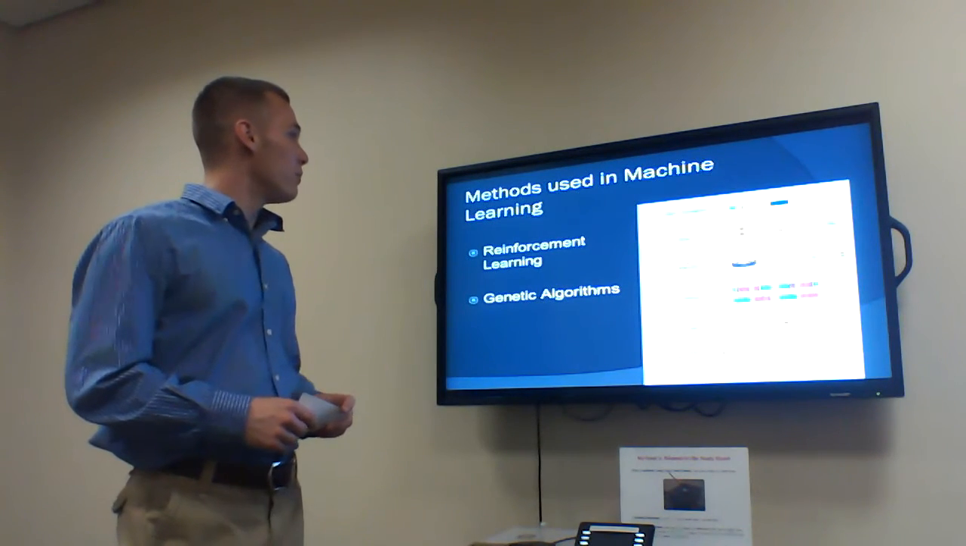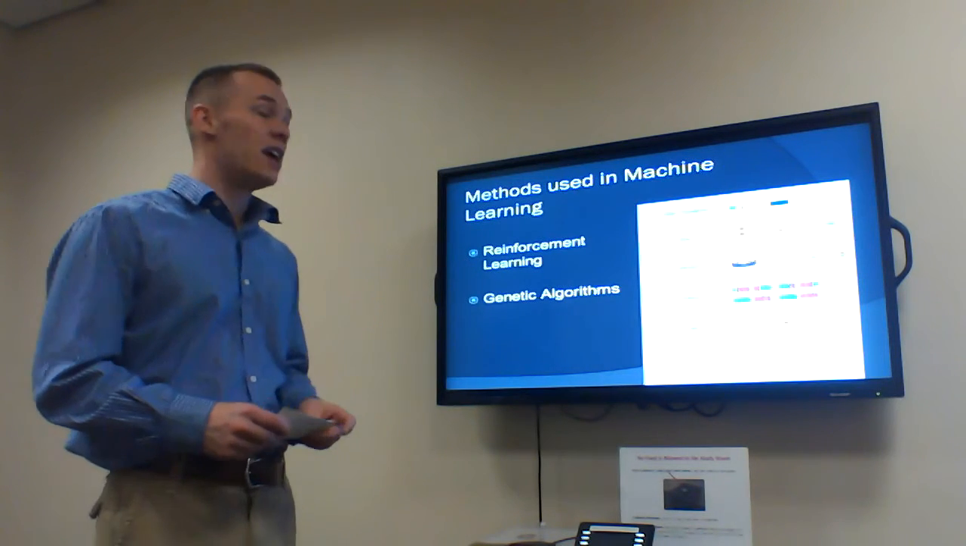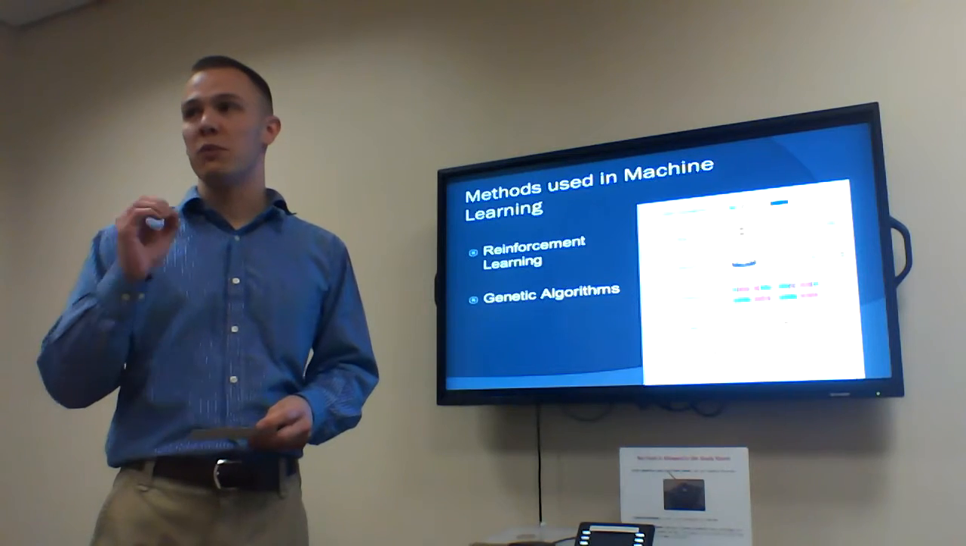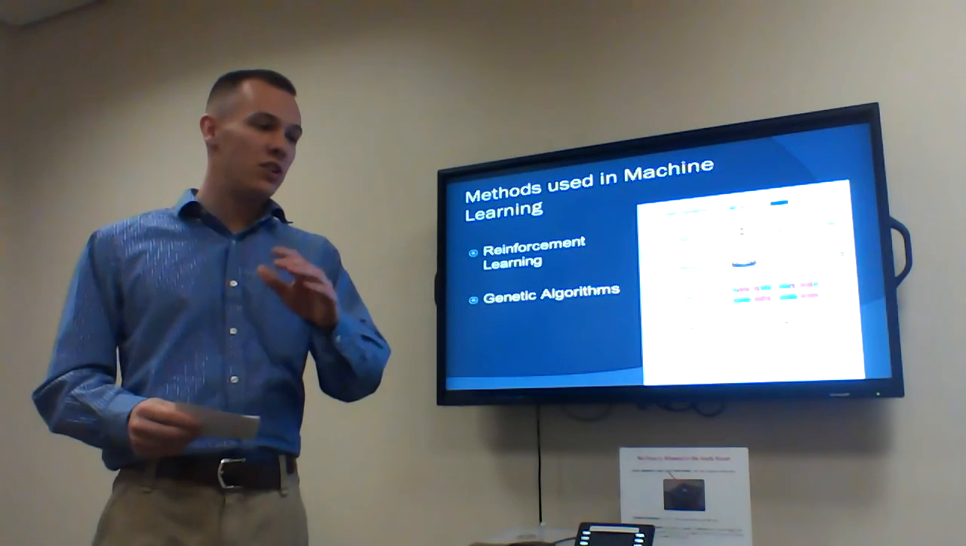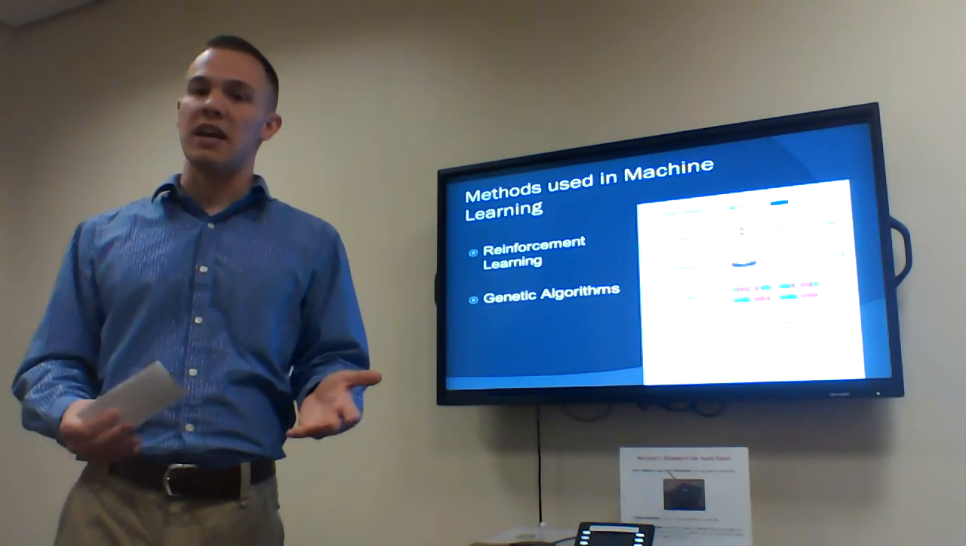A couple of machine learning methods that I studied were reinforcement learning and genetic algorithms. Reinforcement learning is going for the most reward. So, say you give an animal food, it'll go for that food because it sees it as a reward.